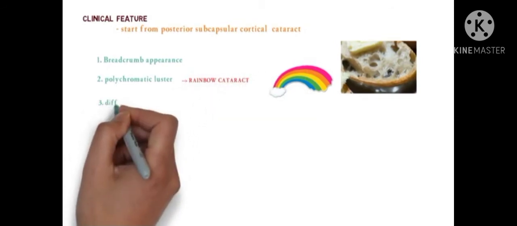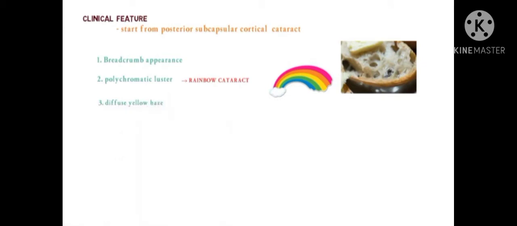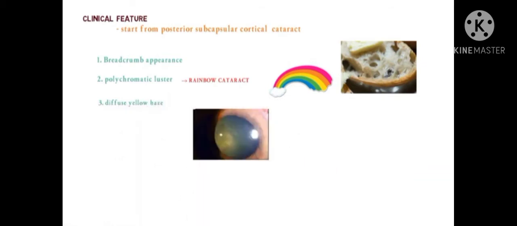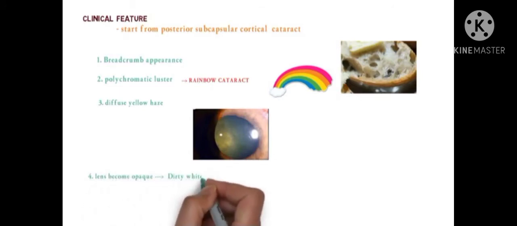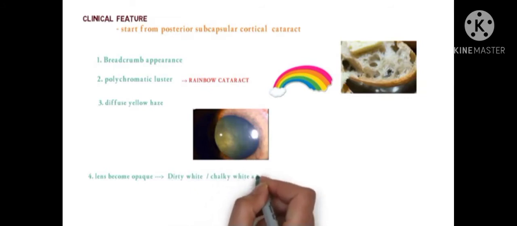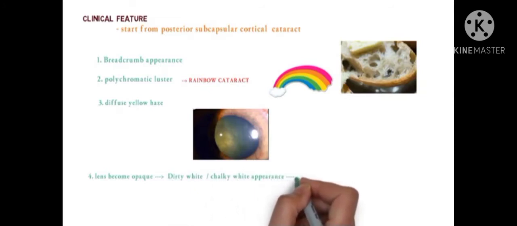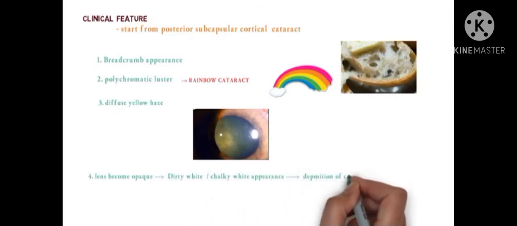There is a diffuse yellow haze and later on the lens becomes opaque. The color of the lens changes to a dirty white or chalky white appearance and later on there is a deposition of calcium. So these are the clinical features of the complicated cataract, that is breadcrumb appearance, polychromatic luster, diffuse yellow haze, and later on the lens becomes opaque and deposition of calcium.